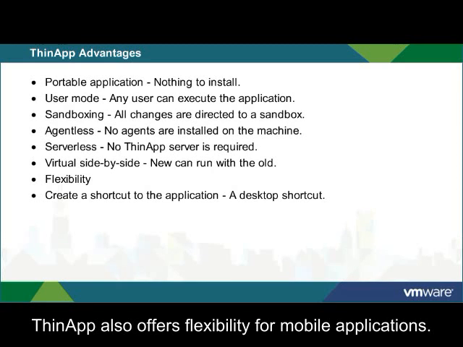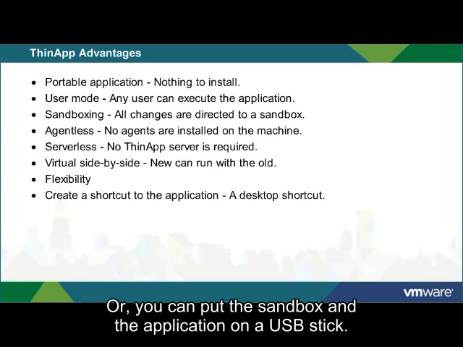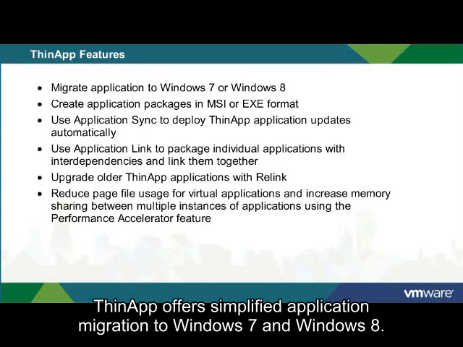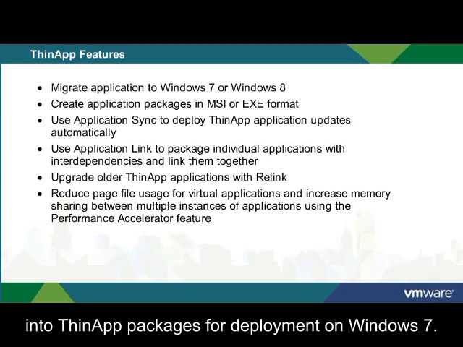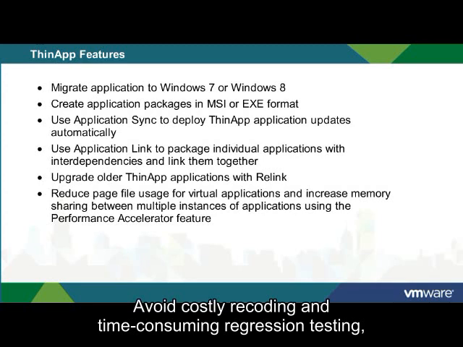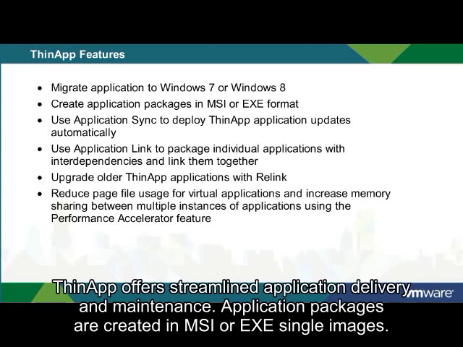ThinApp also offers flexibility for mobile applications. You can put the sandbox on a USB stick and the virtual application on a network share, or you can put the sandbox and the application on a USB stick. ThinApp offers simplified application migration to Windows 7 and Windows 8. You can now package legacy applications from older versions of Windows, such as Windows XP, into ThinApp packages for deployment on Windows 7. Avoid costly recoding and time-consuming regression testing, and accelerate deployment of business applications to Windows 7 and Windows 8 more quickly and securely.